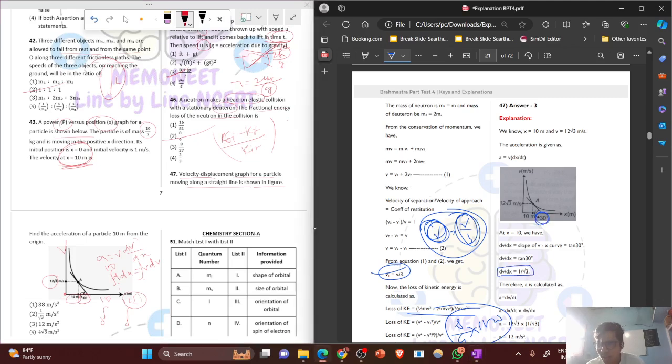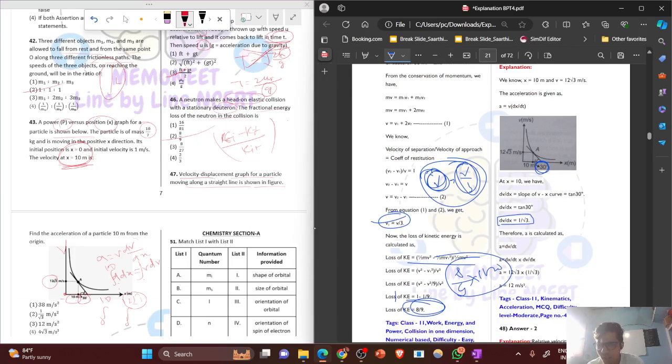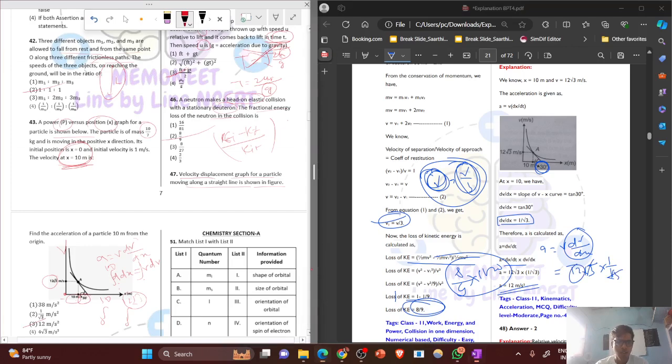Slope is also given here, dv by dx is 1 over root 3. So once you use it, acceleration equals v dv by dx. Here dv by dx is given at that point, and v is given as 12 root 3. You don't need to put integration; if the slope is given, you can do it this way. 12 root 3 into dv by dx equals 1 by root 3, so it will directly become 12. So 12 meter per second square is your answer. Third option is the correct answer.